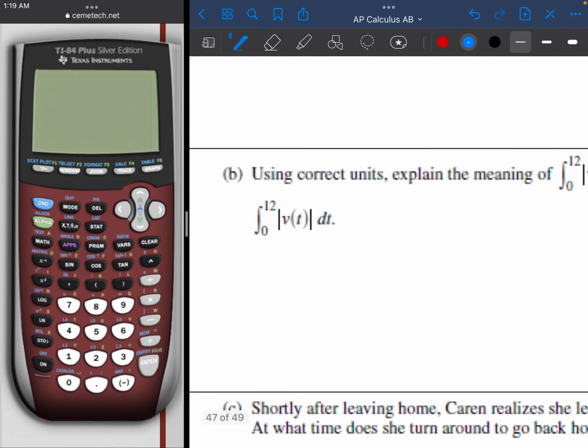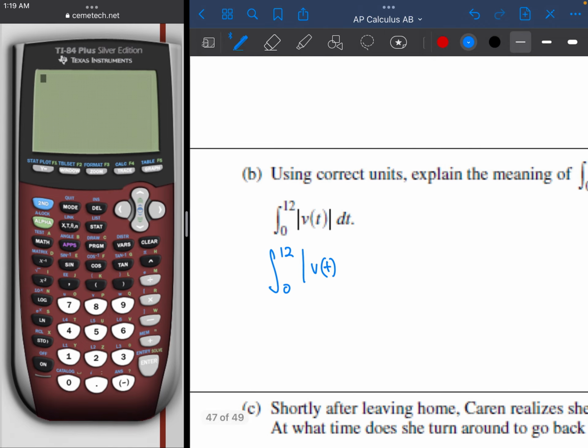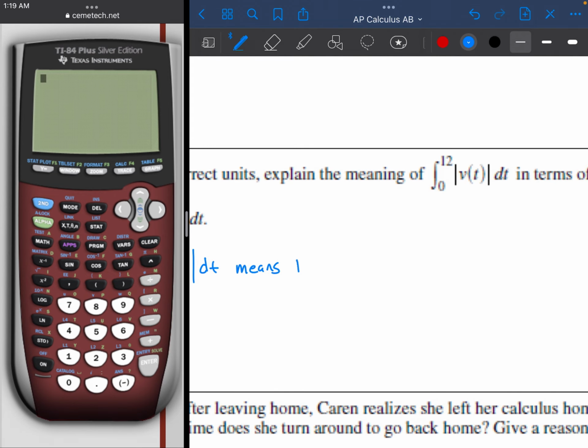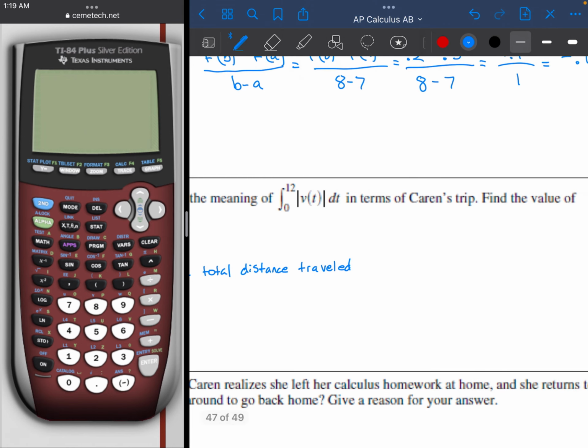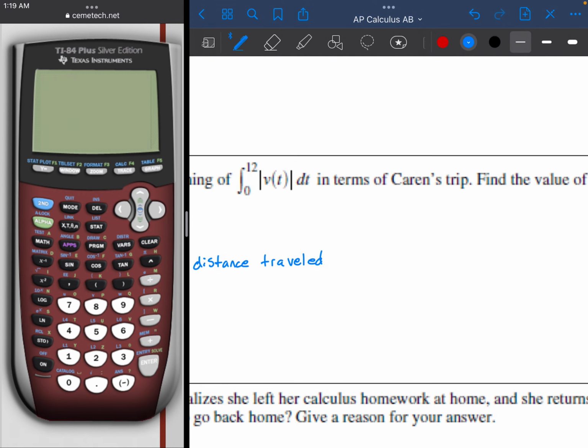So I'm going to go ahead and rewrite this thing. I'm going to say that the integral between 0 to 12 of the absolute value of v of t, and then dt is on the outside, right? Yep. So that absolute value dt means the total distance traveled between 0 and 12 minutes. I guess the total distance traveled in miles. We should have units here, right? In miles.